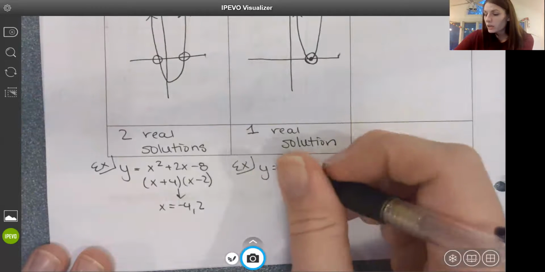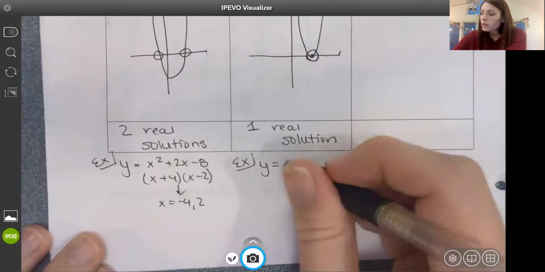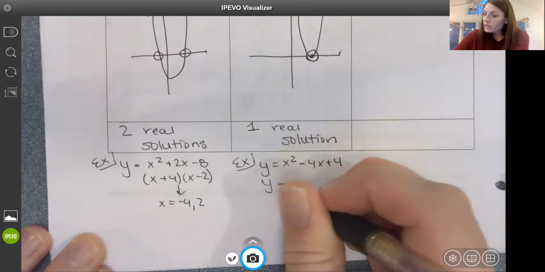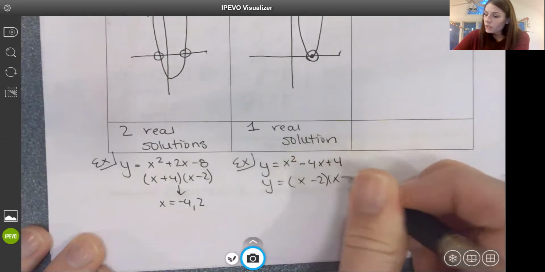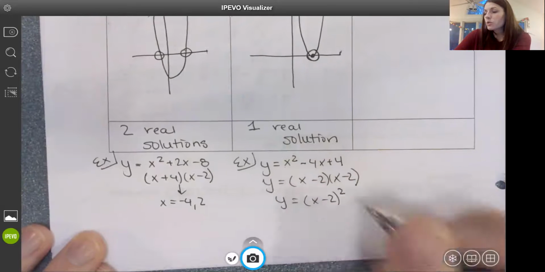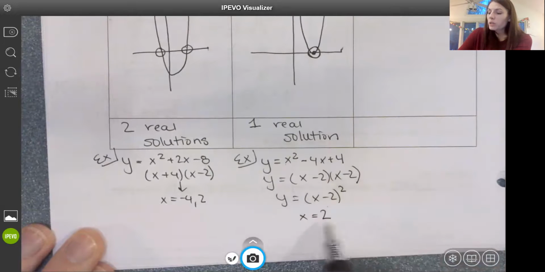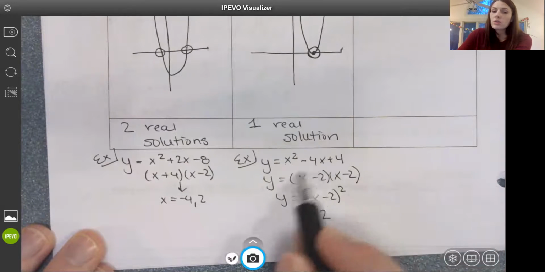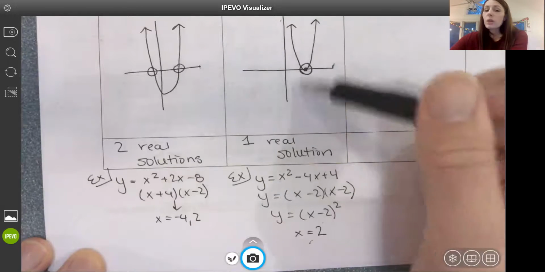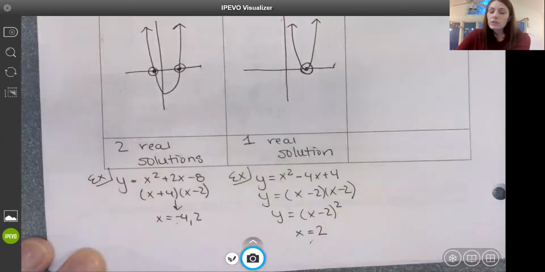An example of what 1 real solution would look like. So maybe I have y equals x squared minus 4x plus 4. If I were to factor that, that would be x minus 2, x minus 2, or x minus 2 squared, where we have that same solution twice, and I get x equals 2 for my solution. Okay, so 1 real solution. If this was the situation, then it only hit the x-axis once, and then either go up or go down, depending on what my a value is, right? This solution, it's hitting the x-axis twice.